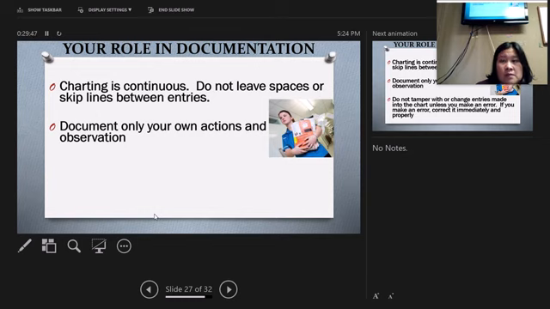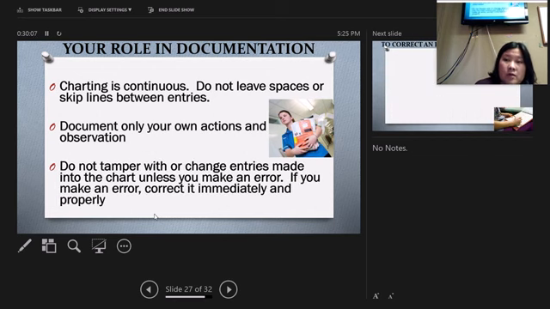If you know you're supposed to be helping this person with a shower Monday, Wednesday, Friday, and it's Wednesday, you can't just document that you gave them a shower because you may go in there and they decline their shower. So even if they decline, you document that they declined, but you don't document that you gave them a shower. So make sure you don't document until after the task is completed.